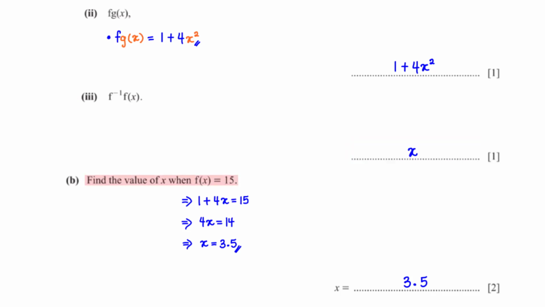Find the value of x when f of x equals 15. We've been given f of x as 1 plus 4x. So we have 1 plus 4x equals 15. When we subtract 1 from both sides, we have 4x equals 14. And when we divide both sides by 4, we have x equals 3.5.